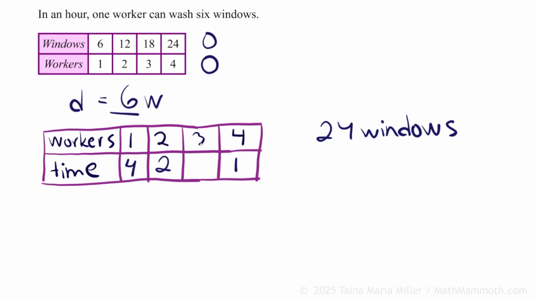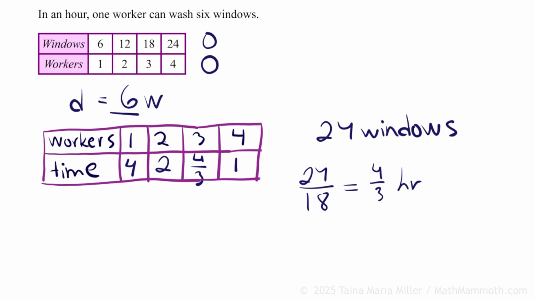As for the 3 workers, so how long a time will they take? I mentioned that 3 workers would wash 3 times 6 or 18 windows in 1 hour. So they will take 24 over 18 hours to wash these 24 windows. And both of these are divisible by 6. So I get 4 over 3 hours, 4/3 of an hour. The interesting thing about this table of values is that in each case, these 2 numbers, 1 and 4, when you multiply them, you get 4.